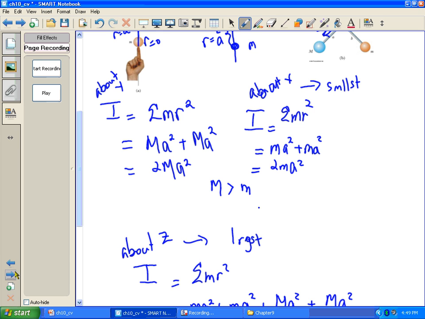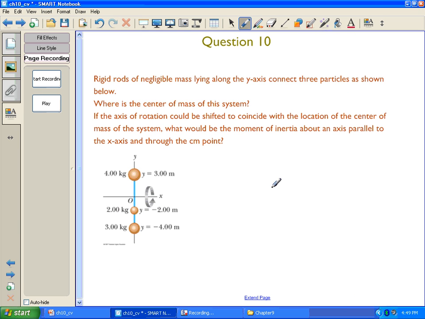Okay, next problem. Rigid rods of negligible mass. In other words, we are to assume that this rod is massless, and all it does is anchor our point masses at their fixed location. It lies along the y-axis connecting 3 point masses as shown below. Where is the center of mass of this system of 3 masses?